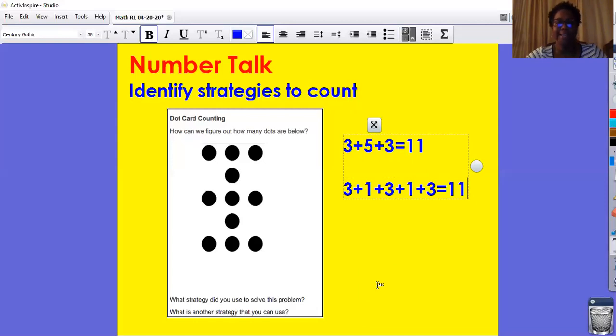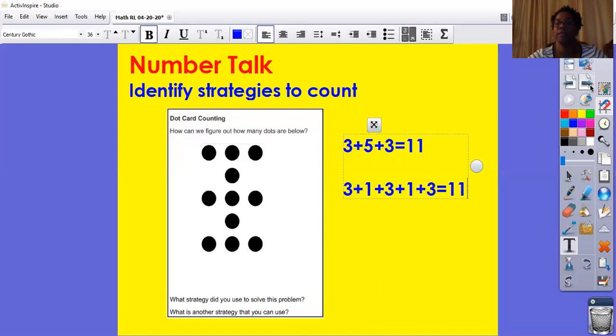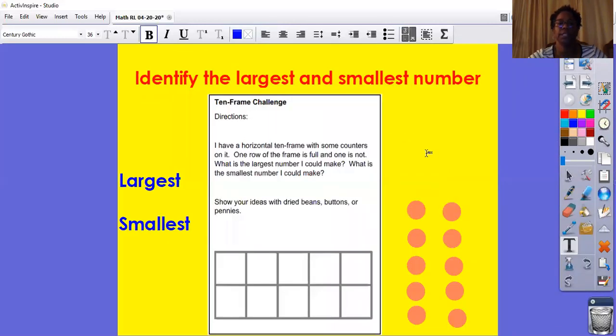Oh, you're right. There are some other ways to count these dots. So I want you to write down the other ways that you can come up with to find out how many dots there are. That was great. All right. Let's go ahead and move on to the next page.